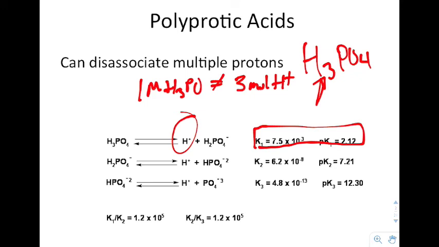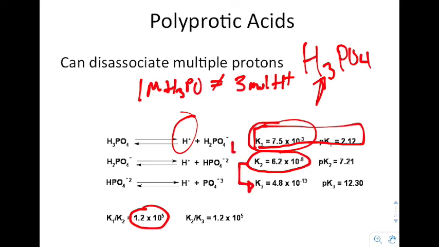One of the things that you can recognize is the difference between K1 and K2. If you look at the K1 value, it's 7.5 times 10 to the minus third, and this is 6.2 times 10 to the minus eighth. When you divide those two values, you get 1.2 times 10 to the fifth, which is the exact same value you get when you take K2 and divide by K3. So that tells you the likelihood of this dissociation to occur.